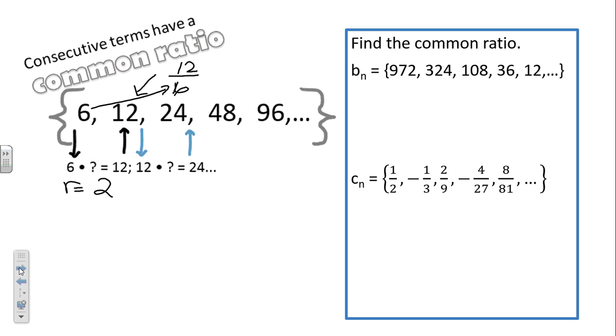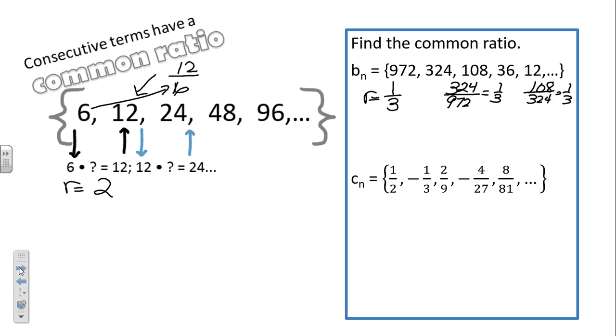Okay, top one looks like we're dividing by 3, right? So dividing by 3 is what for a ratio? 1/3. Because if we take 324 and we divide it by 972, we get 1/3. And 108 divided by 324 is also 1/3. So we see our common ratio. Okay? How about the C sub n sequence?